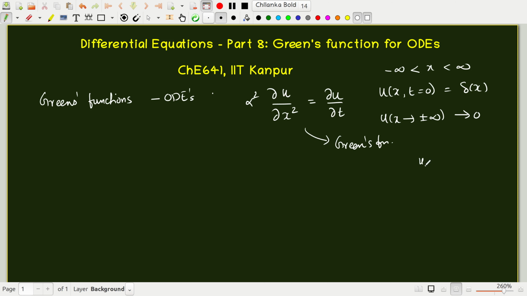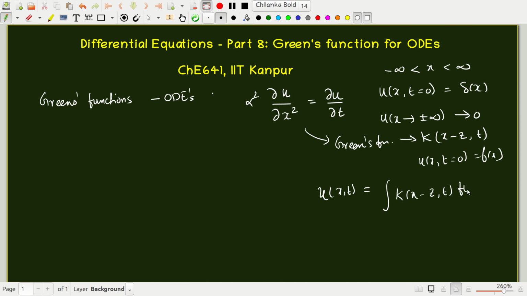Because any arbitrary initial forcing, which in that example we called k of x minus z, t, any arbitrary initial forcing f of x instead of a delta function forcing, can be written as u of x, t equals the integral of k of x minus z, t times f of z dz from minus infinity to infinity. So this is the so-called Green's function of this problem.